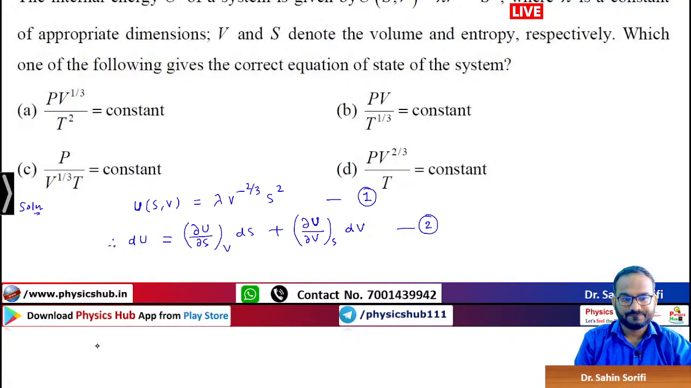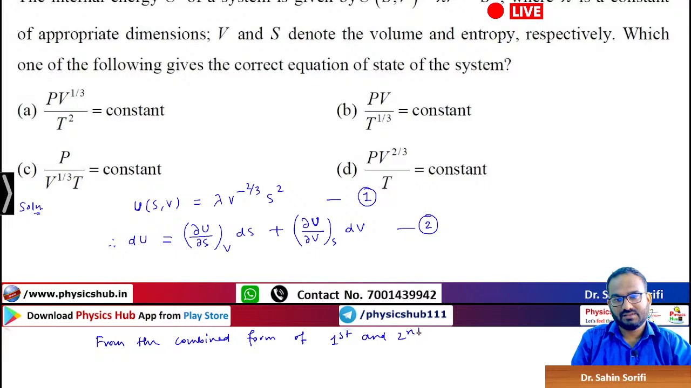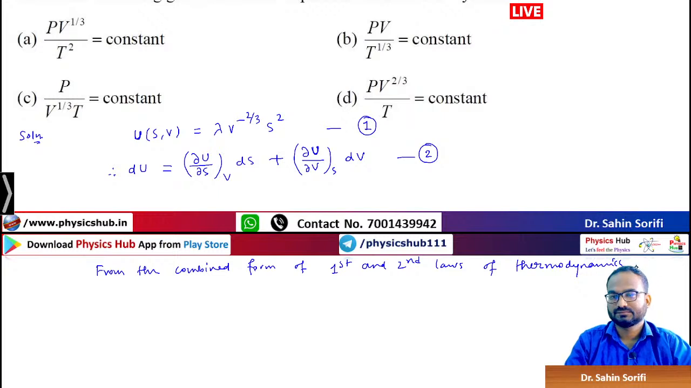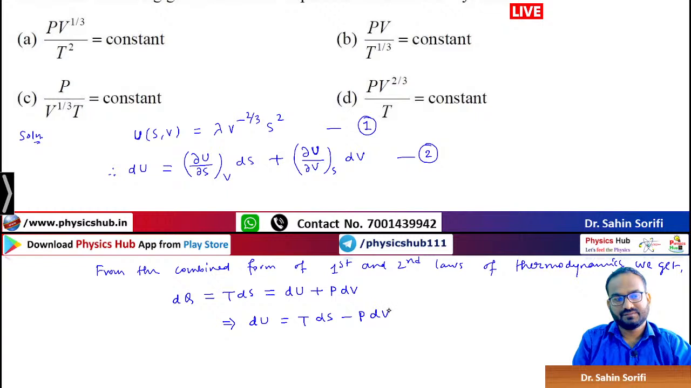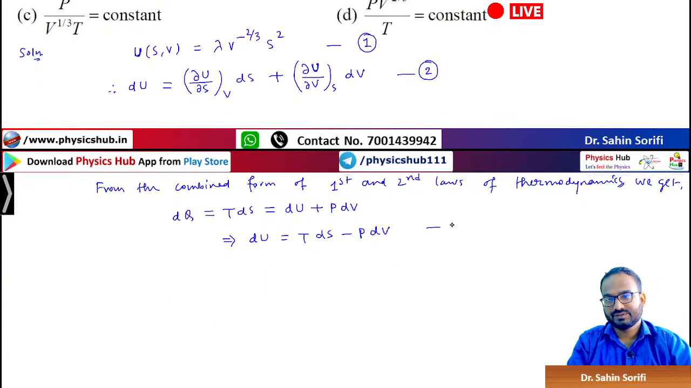From the combined form of the first and second law of thermodynamics, what do you get? dq is equal to Tds, which equals du plus Pdv. This one you know. We require del u by del s, so we need du. So what is du? du is equal to Tds minus Pdv. Let's say this is equation number 3.